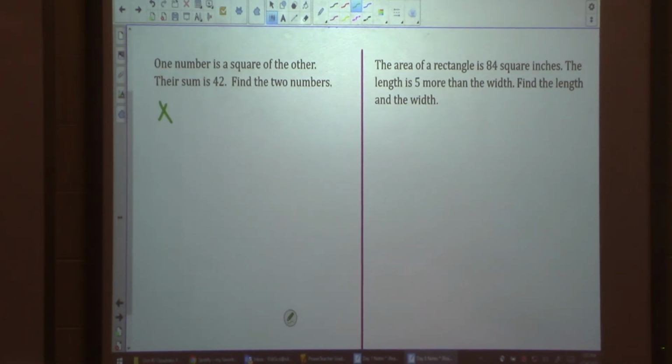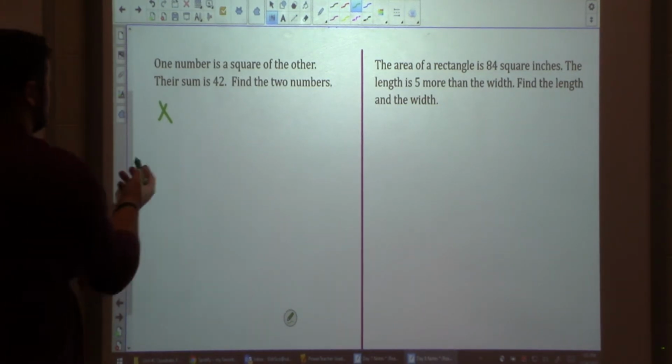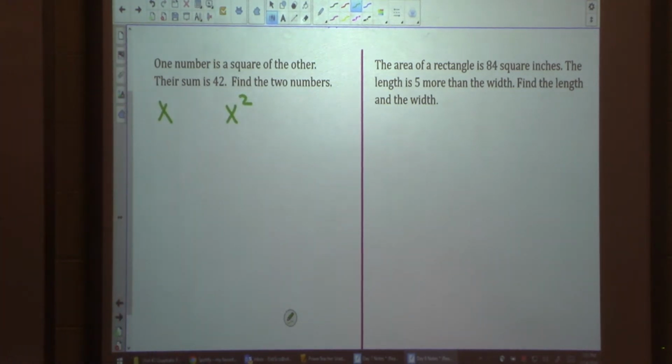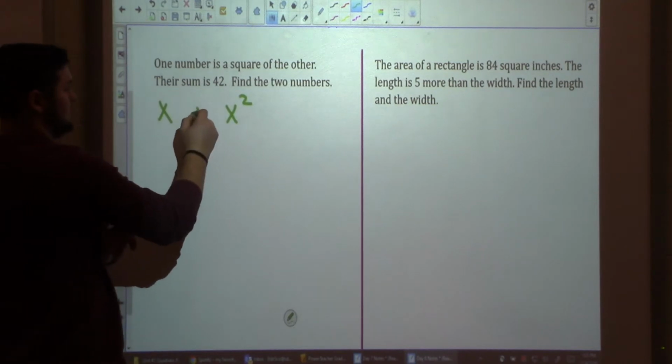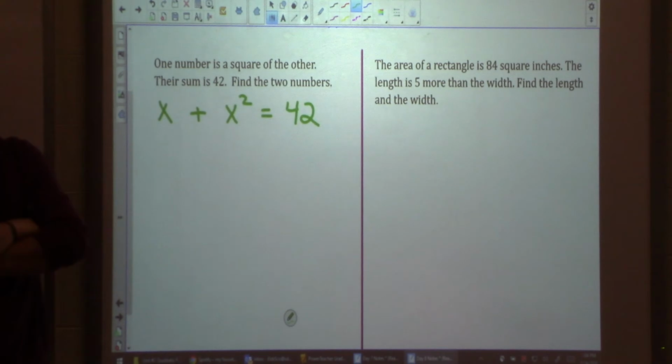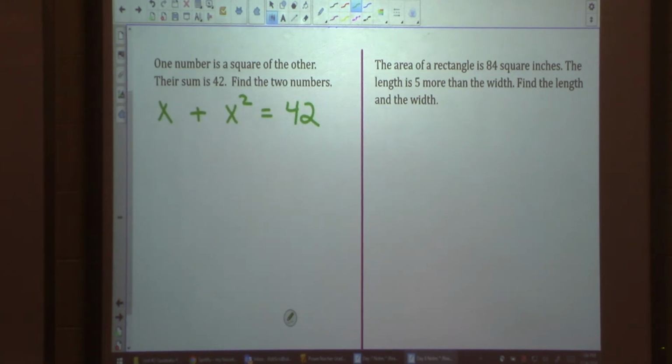So it's x squared, right? So we get x and x squared. So we have those two numbers. Their sum is 42. Addition, right? Sum means we're going to add them. Equals 42. So x plus x squared equals 42. Find the two numbers. In other words, solve for x.